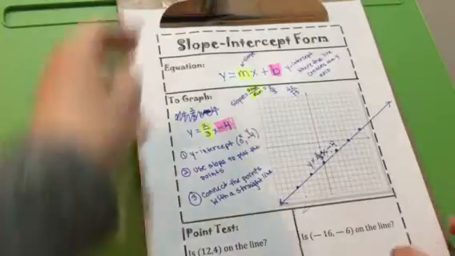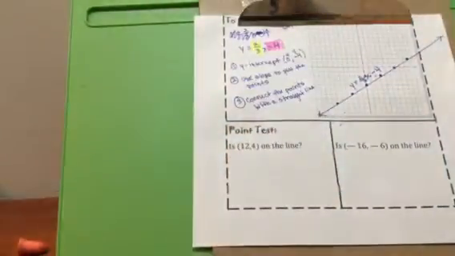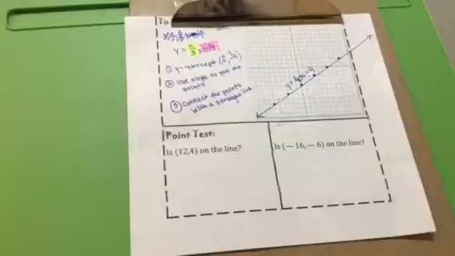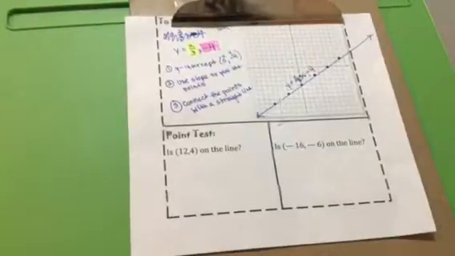All right. So the next thing I want to talk to you about, and just give me a second to rearrange, is to test whether or not a point falls on the line. So we have a pretty big graph here. But we want to know if (12, 4) is on there. Kind of like if you were to play Battleship.